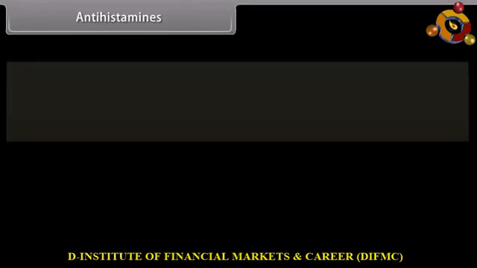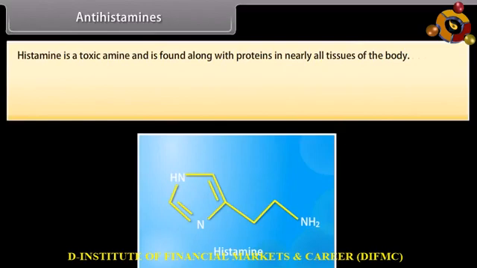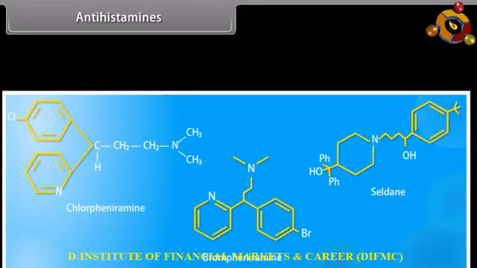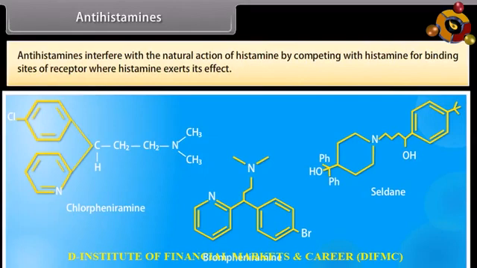Antihistamines. Histamine is a toxic amine and is found along with proteins in nearly all tissues of the body. A number of sensitizing substances called antigens derived from food products, pollens, dust, human hair and sheep wool may cause the release of free histamine in the body, which causes symptoms associated with allergies, hay fever and the common cold. An antihistamine relieves these symptoms by blocking the action of histamine. For example, chlorpheniramine, brompheniramine and seldane. Antihistamines interfere with the natural action of histamine by competing with histamine for binding sites of receptor where histamine exerts its effect.